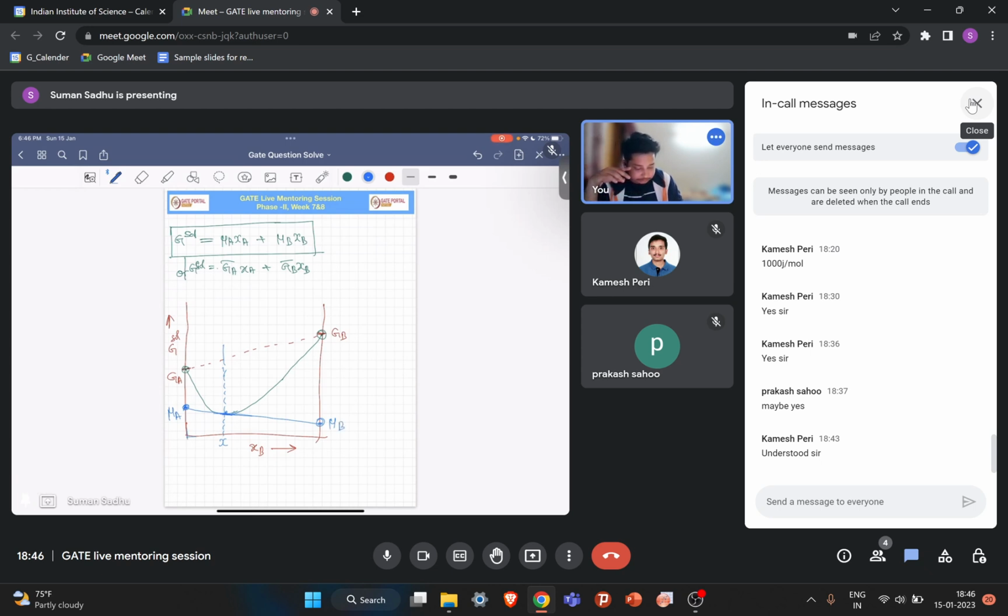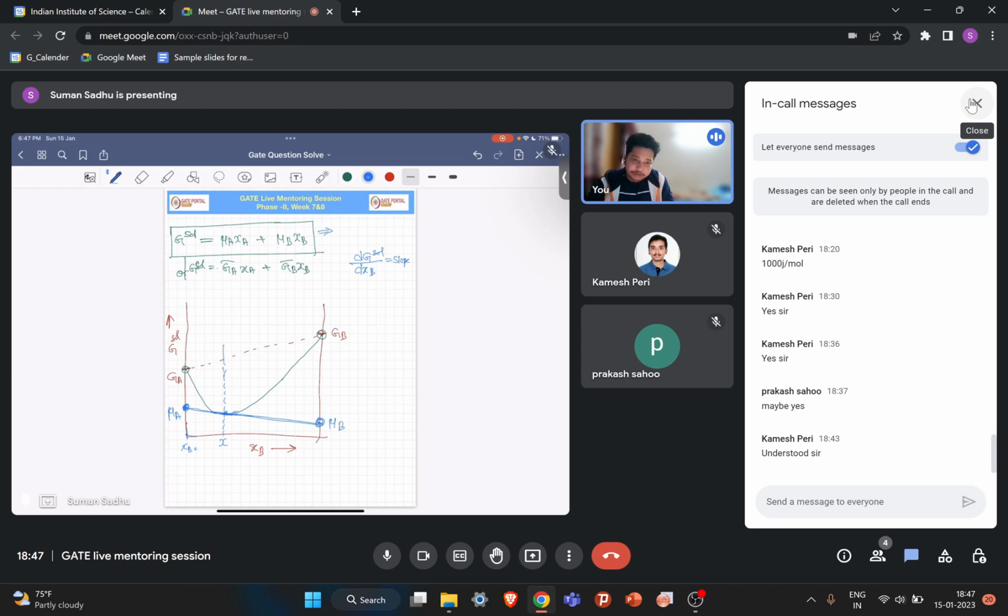It is cutting at xb equal to 0, that means at the pure A side. So this will be mu A and this will be mu B. How this is coming, I will show you. This is the equation for your G of solution, and this is the slope. Slope means dG of solution by dxb.